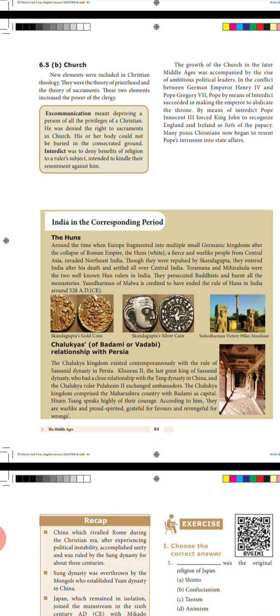While Pulakeshin II was ruling India, there was a connection between China and India. They were sending many ambassadors. The Chalukya kingdom comprised the Maharashtra country with Badami as capital. Huansong, a Chinese ambassador to India, speaks highly of their courage. According to him, they are warlike and proud-spirited, grateful for favors and revengeful for wrongs.